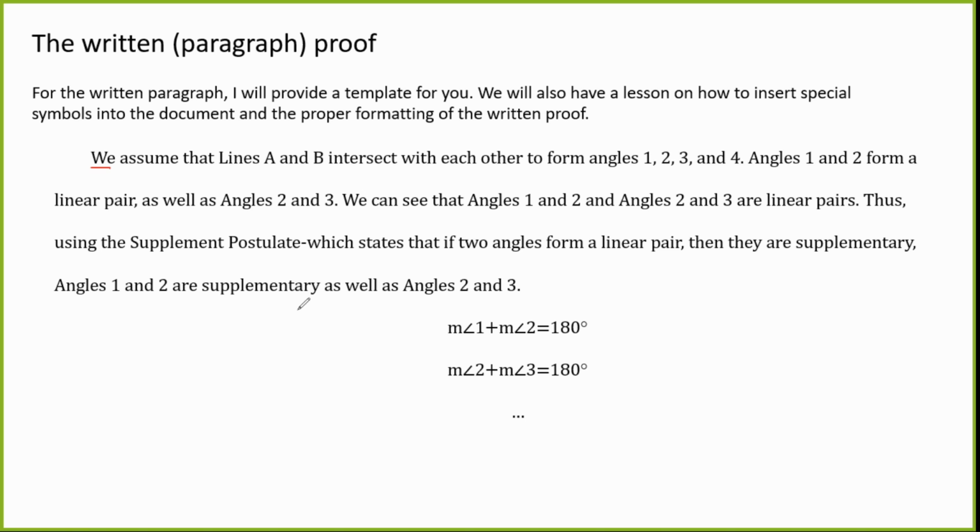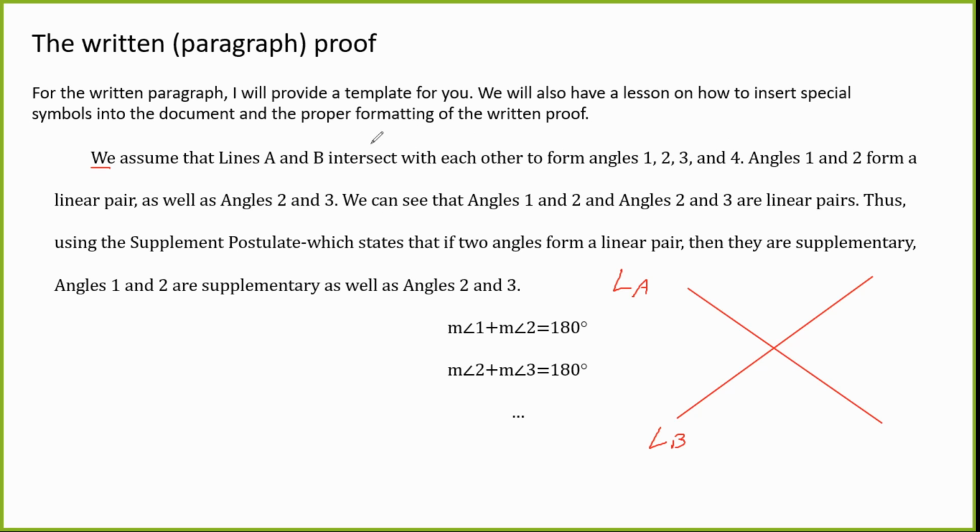So it says we assume that lines A and B intersect with each other to form angles 1, 2, 3, and 4. So let's just kind of look at what that looks like. And I'm already starting to have a suspicion here that we're looking at the vertical angles theorem. So here's line A, here's line B. Let's label them. So again, line for L, and that's line A. Oh, and I doubled up on that line. So let's go to this one and make that line B. Don't want to double label a line. And they intersect each other to form angles 1, 2, 3, and 4.